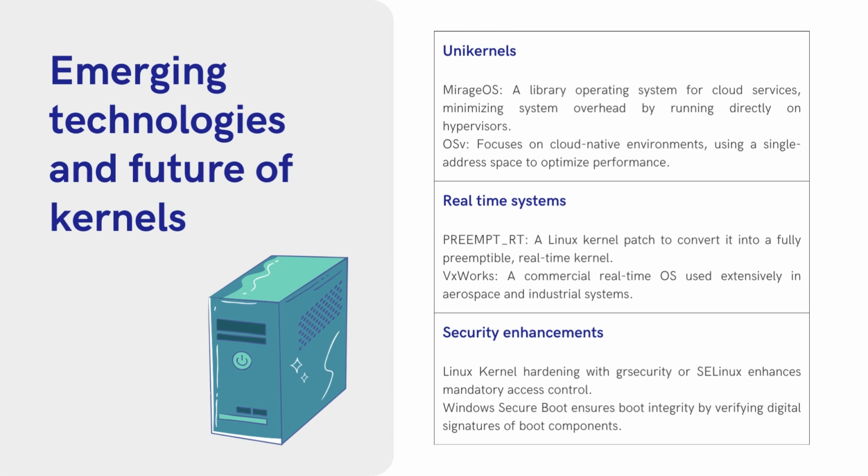Now, talking about emerging technologies and the future of kernels, we have the unikernels that are specialized single-purpose kernels tailored for specific applications, reducing attack surfaces and improving efficiency. Some examples of these are MirageOS and OSv.